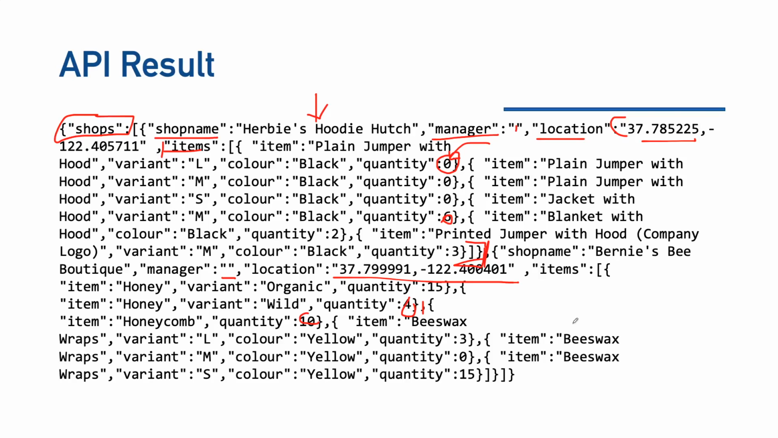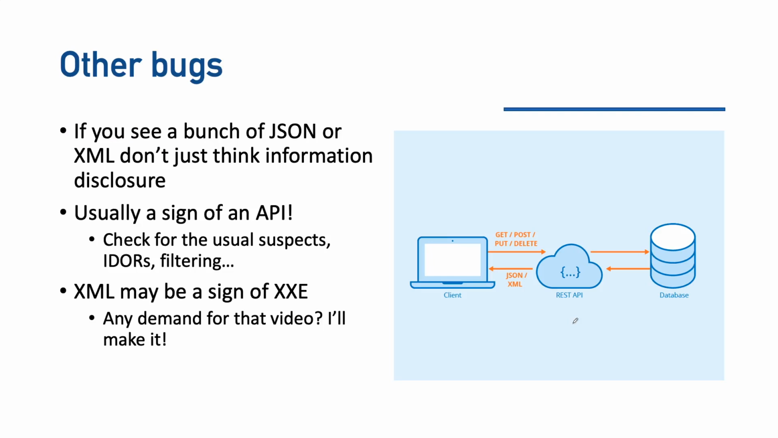That might be something where you say, oh yeah, quantity might be disclosing a bit too much information. So, other bugs: if you see a bunch of JSON and XML, don't just think information disclosure. JSON in particular is usually a sign of an API. XML is also a sign of an API, definitely something that's a little bit older though. So if you find an API, check for the usual suspects, IDORs, filtering. I've got an entire video on the top 10 bugs in APIs that you can have a look at. And XML might be a sign of XXE. Do you want me to make a video on that? If there's demand, let me know.